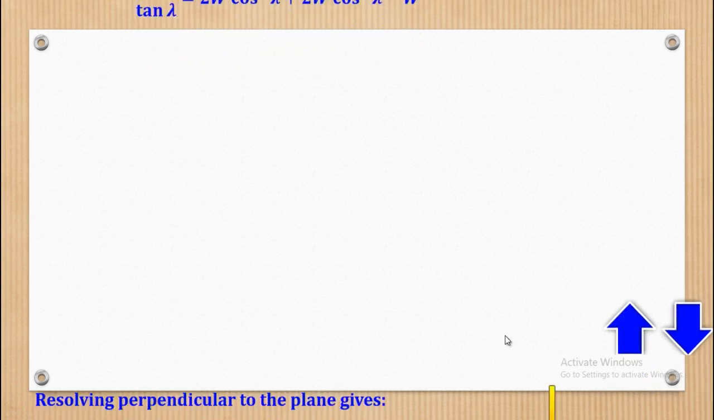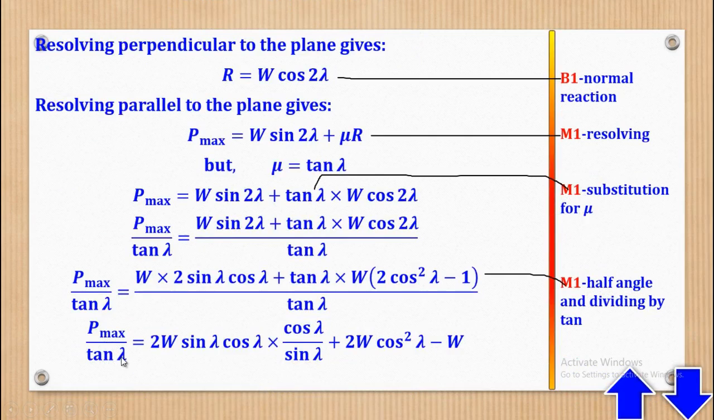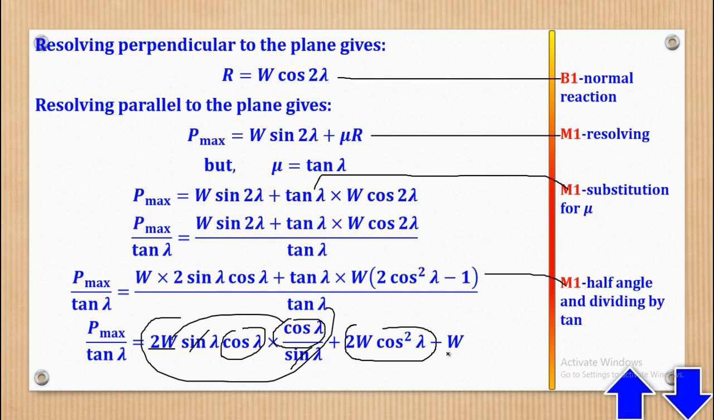So in this case, previously we saw that P max over tan lambda is equal to 2w sine lambda cos lambda multiplied by cos over sine plus 2w cos 2 lambda, cos squared lambda minus w. When you look at this, you realize that this sine and this can cancel, and this multiplied by this can give you cos squared lambda. Therefore in the end you'll come up with 2w cos squared lambda for the whole of this part, but there's also this 2w cos squared lambda and minus w.